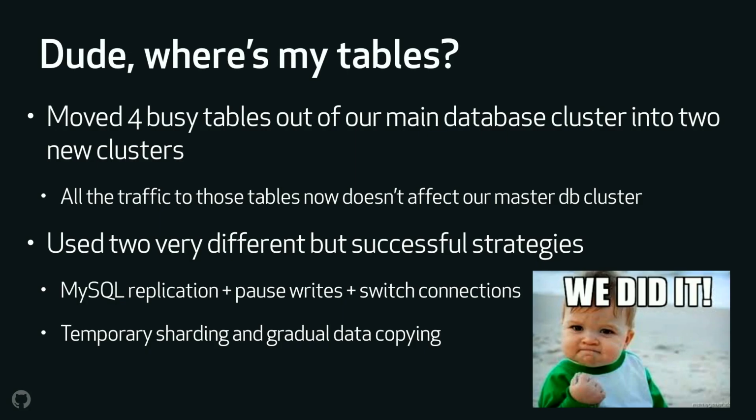So just to sum up, we moved 4 busy tables out of our main database cluster into 2 new clusters. And all of the traffic to those tables now doesn't affect our master database whatsoever. It doesn't have that cascading effect that's going to affect other parts of our system. We used 2 very different but successful strategies. So the first one was MySQL replication. We would pause the writes, and then we would switch the connections, and then unpause writes. The second one was the temporary sharding and the gradual copying of the data.